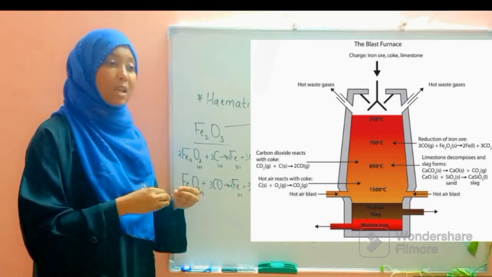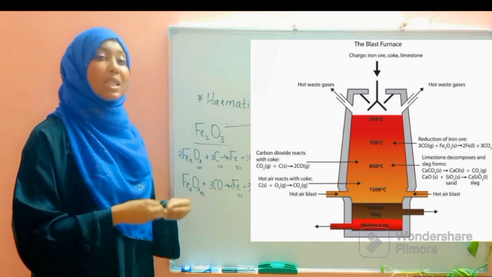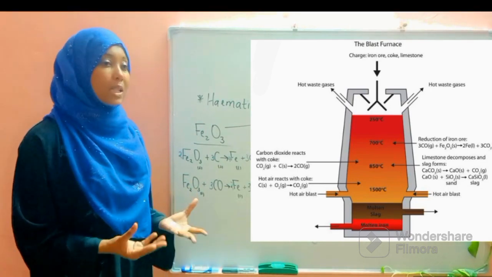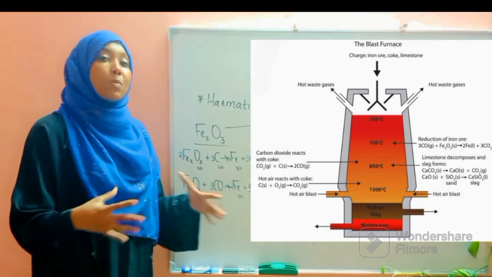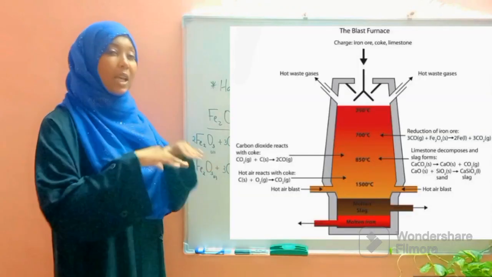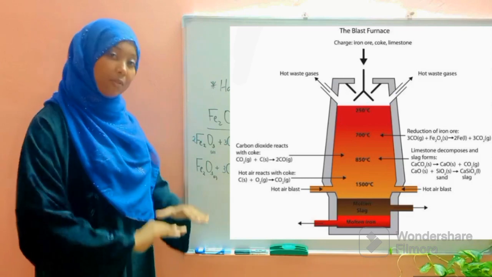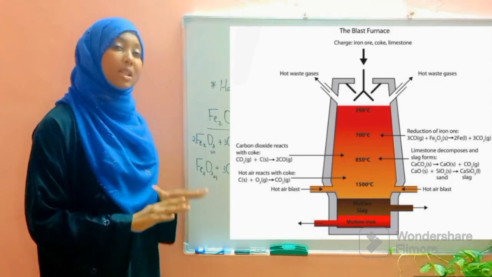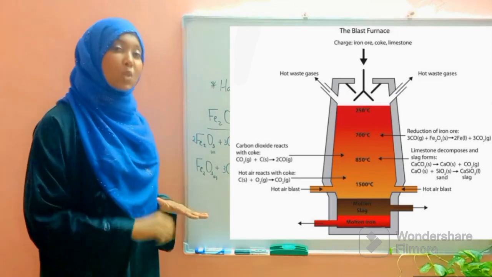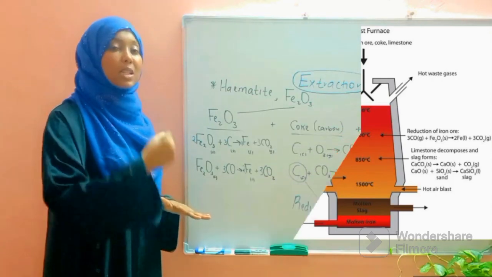Now this reaction is endothermic. So what is happening? Heat energy is being absorbed from the surrounding. On the upper parts of the furnace, the temperature falls even further to around 700 degrees Celsius. But this is where reduction of the iron 3 takes place.